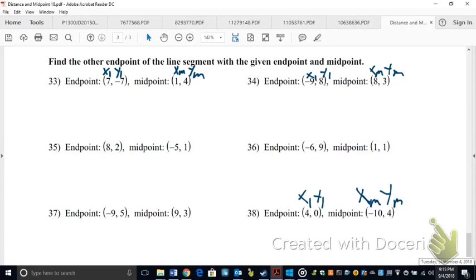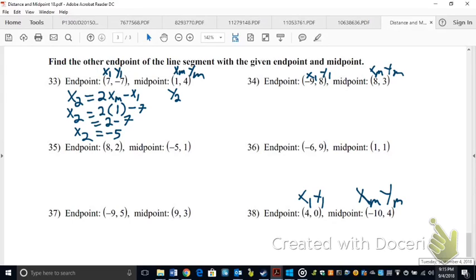So here's what we have. We know that our formula is x sub 2 equals 2 times x sub m minus x sub 1. That sub just means a subscript, meaning it's underneath. So we have x2 equals 2xm minus x1. That gives us x2 equals 2, and instead of xm we put a 1, and then minus x1, which is negative 7. So that gives me 2 minus 7, or x equals negative 5.